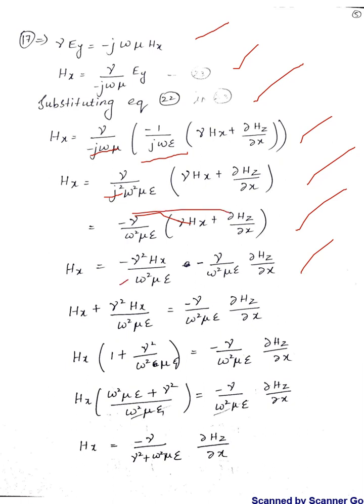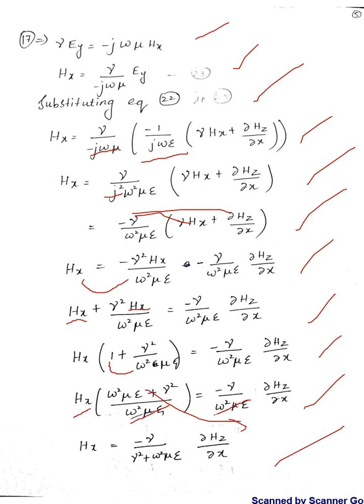Then I'm going to take this to the LHS side and write the remaining equations. After that, I have Hx here, and Hx here also. So I'm taking Hx common and writing the equation again. After that, I'm going to take the LCM. If I take the LCM, I'll get omega square mu epsilon plus gamma square by omega square mu epsilon, and the remaining equation I'm writing as such. After that, I'm going to cancel this term and this term. If I want Hx alone, I can take this to the denominator, and I got the Hx equation.